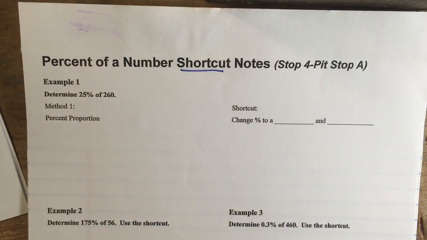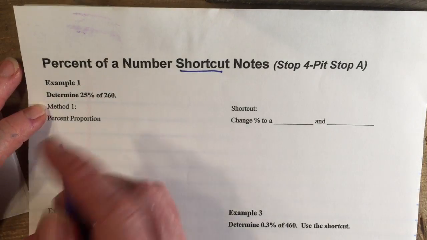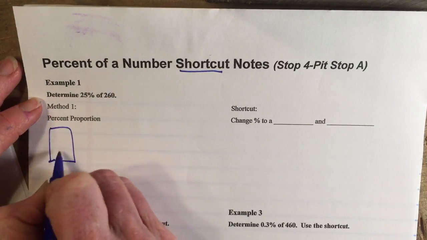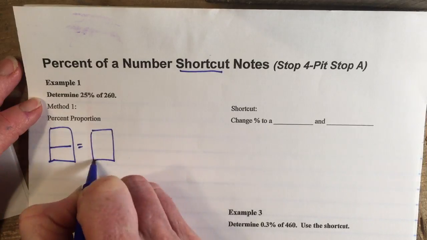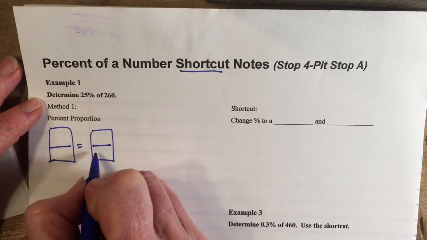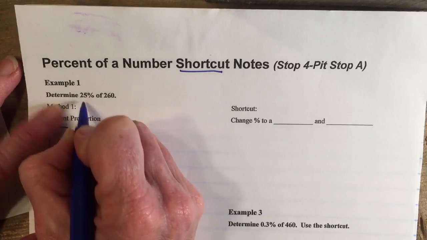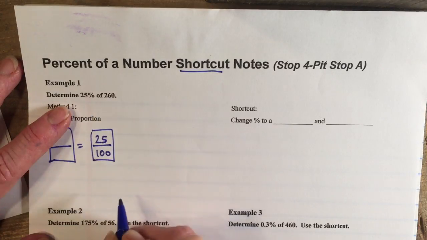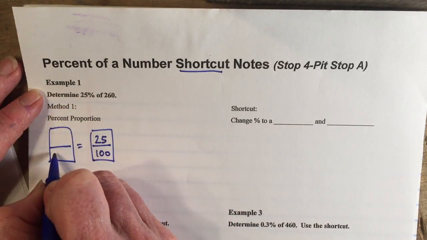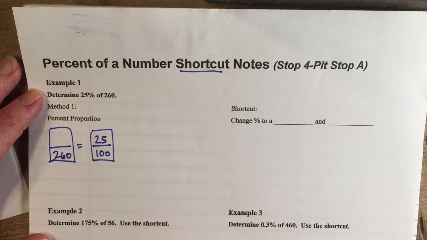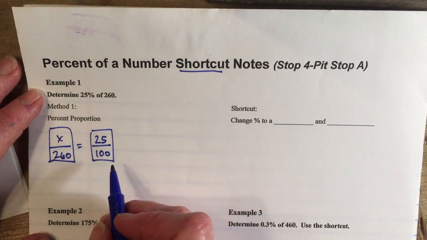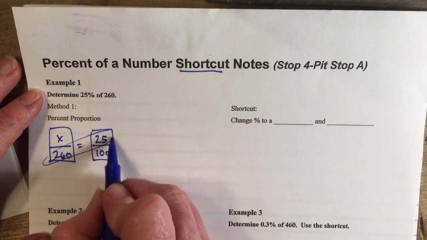So here's an example where you're trying to find 25% of 260. So 260 would be the whole. If I were using the percent proportion, remember my proportion is part over whole, percent over 100. So I'm going to fill in my 100. The percent is 25, that goes over that. 260 is going to be the whole, so that's on the bottom here. And then the part is really what I'm looking for.